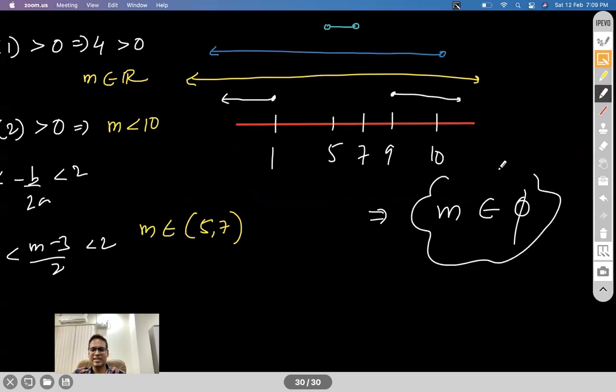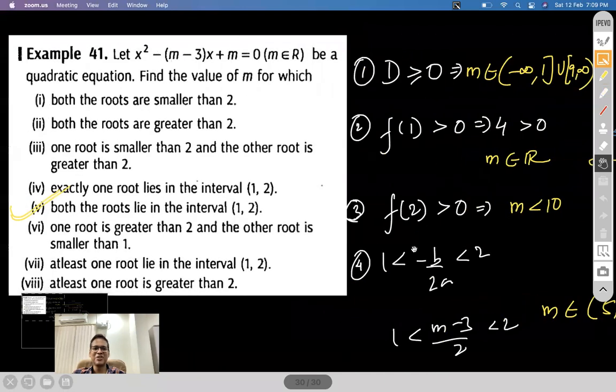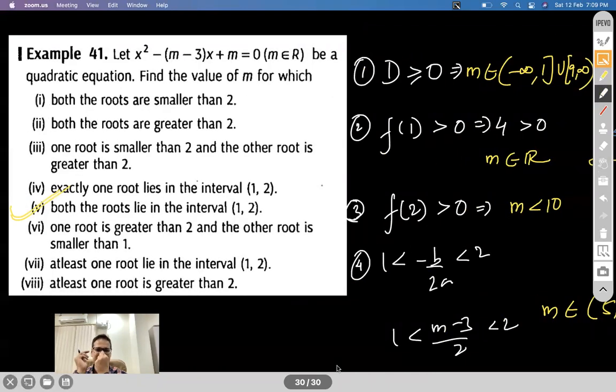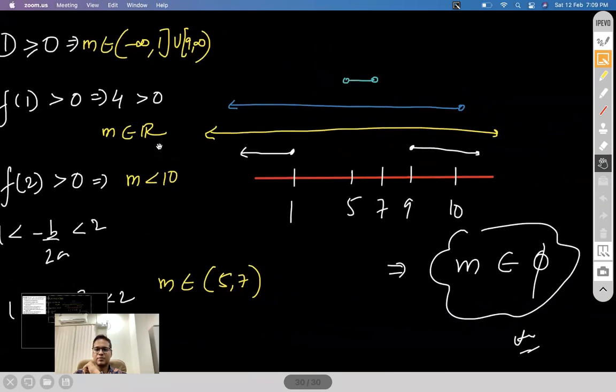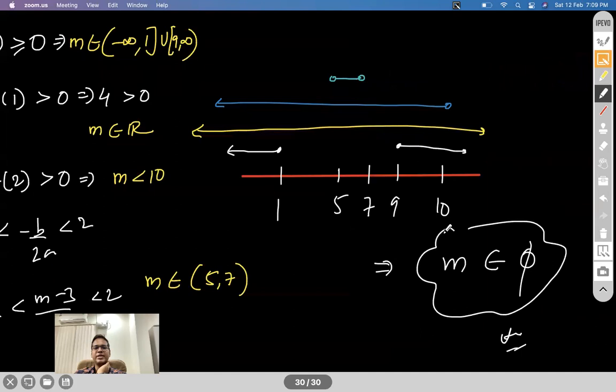Is this fine? It is a possibility that you cannot have any real number for which this condition is satisfied. Any questions, any concerns? Have a look at it. Tell me if you have any questions.